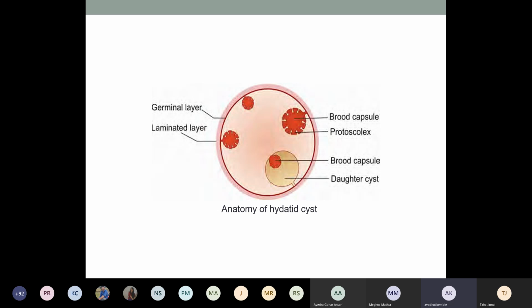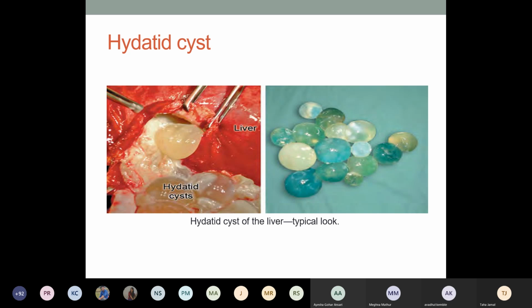Diagram showing germinal layer, laminated layer, brood capsule, scolex, and daughter cyst within the primary cyst. This is a surgical picture of a hydatid cyst which is removed from the liver. Multiple cysts looking like pearls.